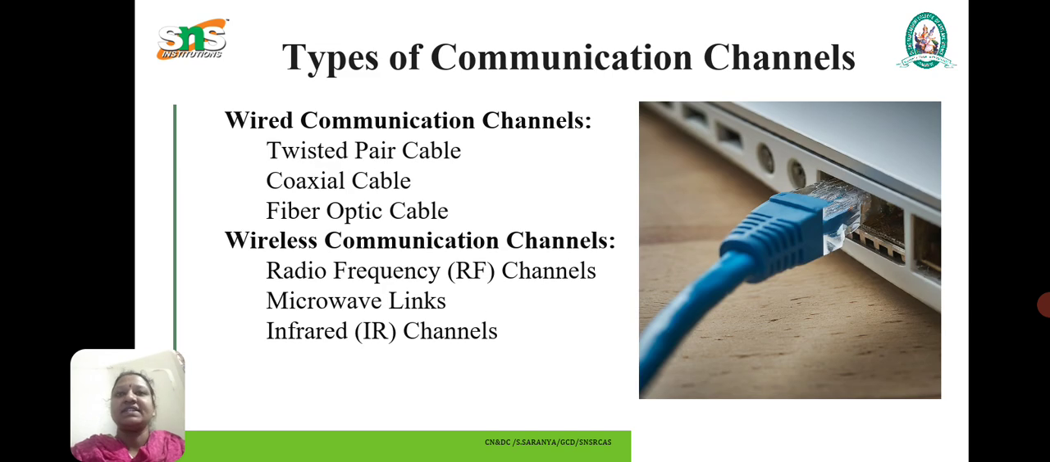The types of communication channels. In that we have two types of communication channels. The first one is wired communication, the second one is wireless communication. In wired communication, the first one is twisted pair cable, commonly used for Ethernet connections. The second one is coaxial cable, used for cable TV and some older internet connections. The third one is fiber optic cable, offering high bandwidth and low signal loss, ideal for long distances. The next one is wireless communication, in that we have radio waves, microwaves, and infrared waves. Mostly radio waves are used for Wi-Fi, Bluetooth, cellular networks, and satellite signals.